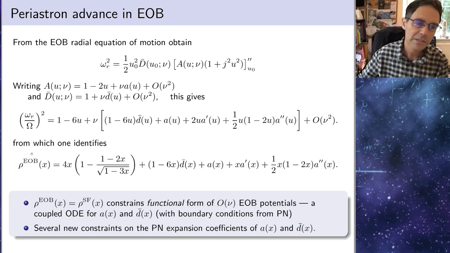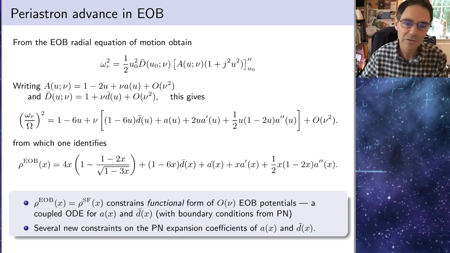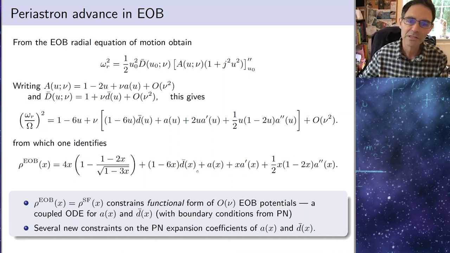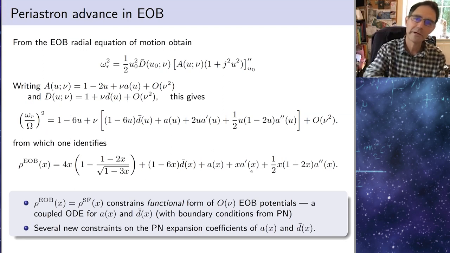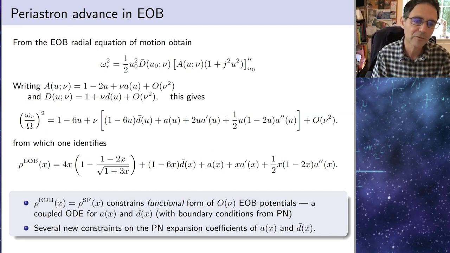So now knowing this function in self-force, in principle, gives you an ODE, a differential equation for the entire potential. Well, it's coupled, so you can't solve it quite yet, but you have coupled equations that relate these two potentials everywhere from infinity down to the ISCO. And so now we have control over the functional form of the EOB potential.